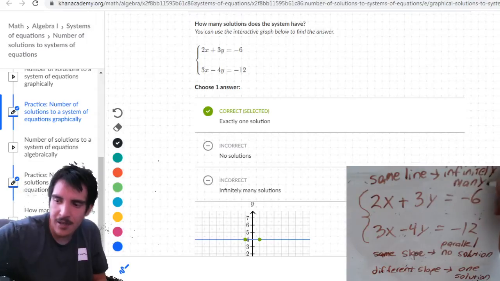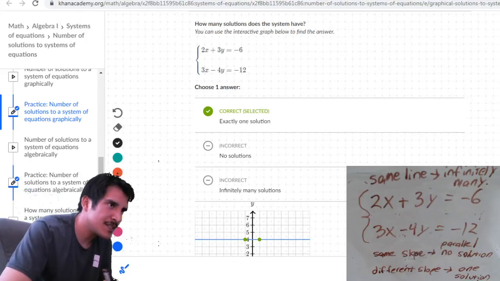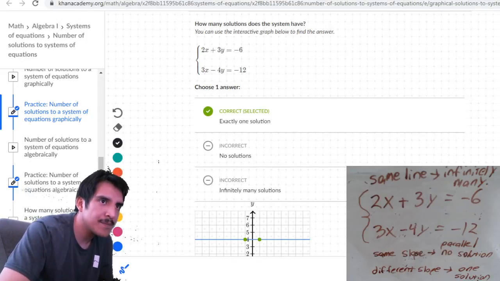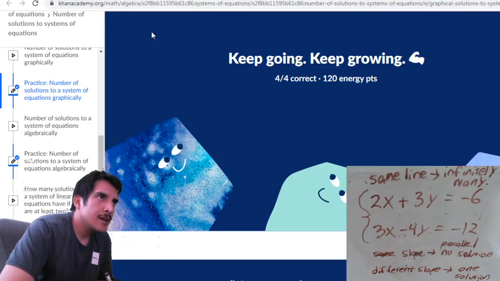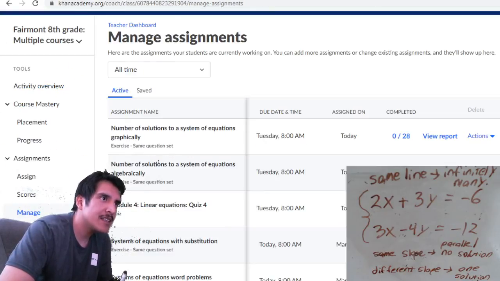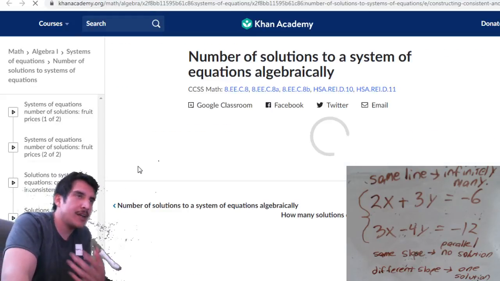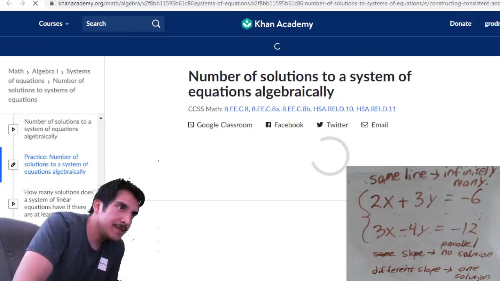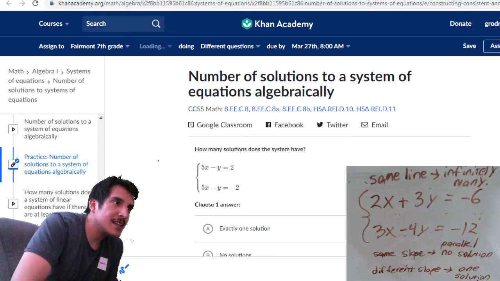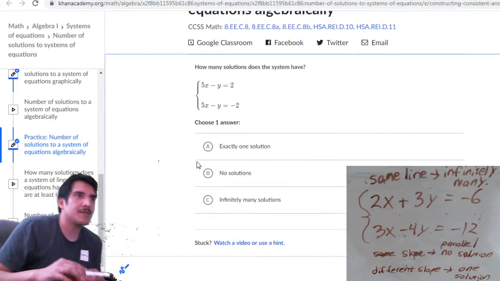Now, we just did graphing on this lesson, okay? So you did graphing on this lesson to see how many solutions a system had. Then you're going to go back to your assignments, and then you're going to click on number of solutions of a system algebraically. Okay? Good to see two people sticking around. That's wonderful.